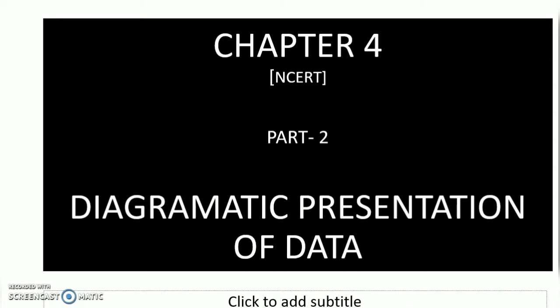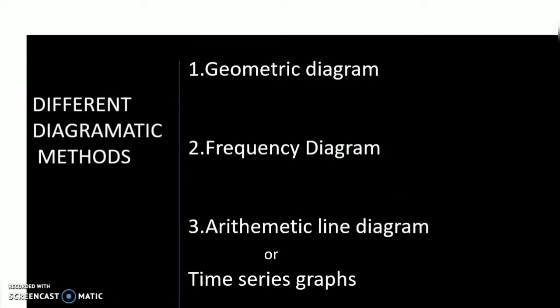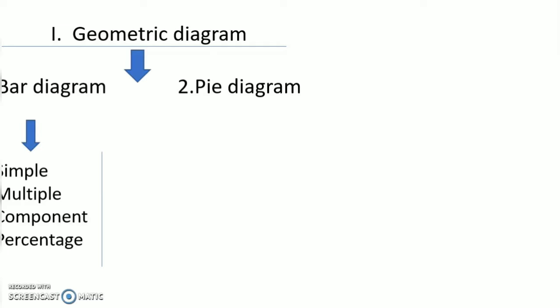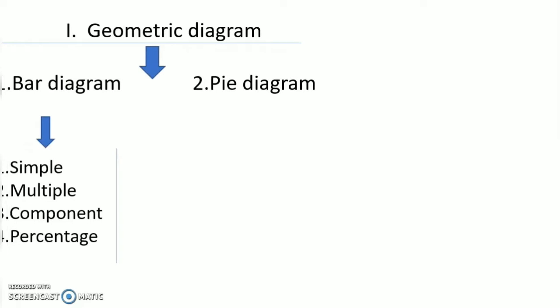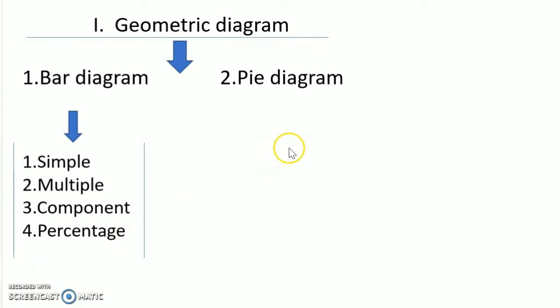In the diagrammatic presentation of data we can see different diagrammatic methods. One is geometric diagram, second is frequency diagram, third one is arithmetic line diagram or time series graphs. And here we are going to see what is geometric diagram. In geometric diagram itself we can see two types of diagrams. One is bar diagram and the second one is pie diagram.